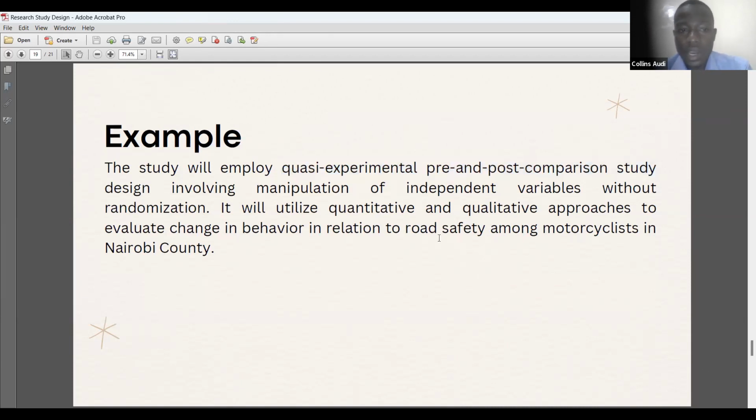Then go ahead and talk of the approaches you are going to use, whether both quantitative and qualitative. So for instance, you say it will utilize quantitative and qualitative approaches to evaluate change in behavior in relation to road safety among motorcyclists in Nairobi County.